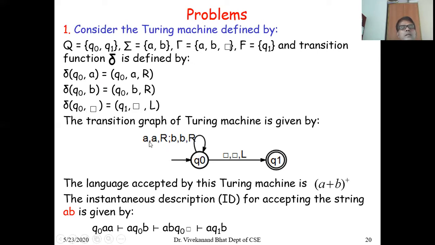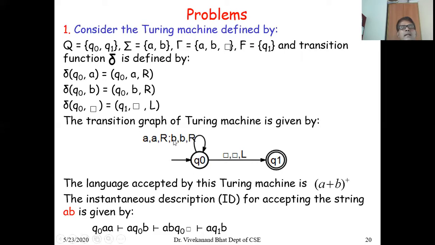That is the input symbol, and the new symbol, and the move, that is right or left. Input symbol, new symbol, and right. This means that reading A, replacing A by A moves right.